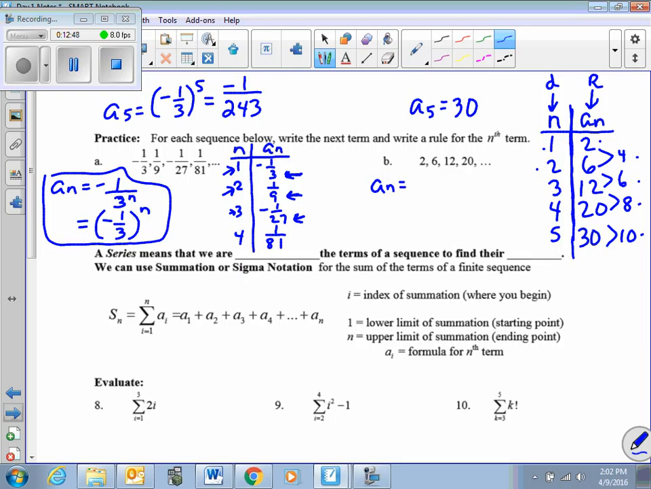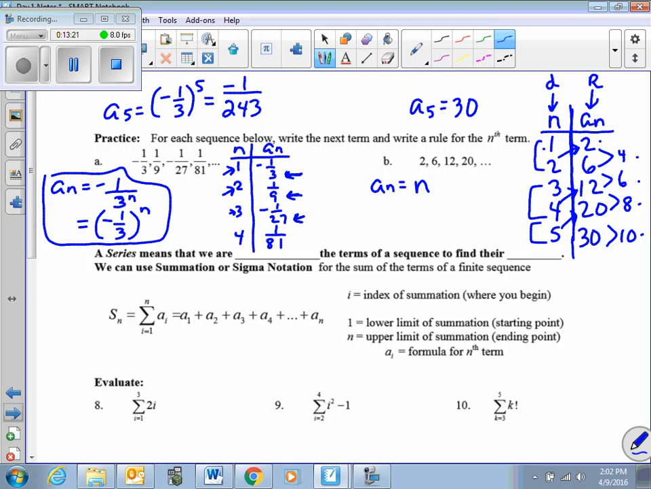Let's see what we've got to do here. How about if I multiply n? If you look here guys, if I multiply these two together, I get 2. If I multiply 3 and 4 together, I get 12. If I multiply 4 and 5 together, I get 20. Multiply 5 and 6 together, I get 30. So that's going to help me write my rule.